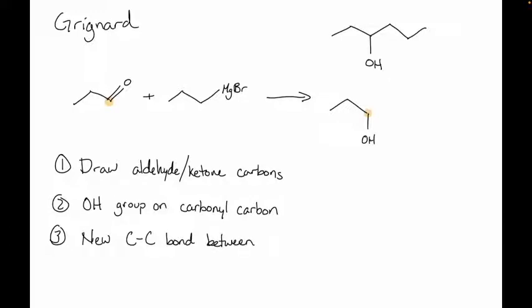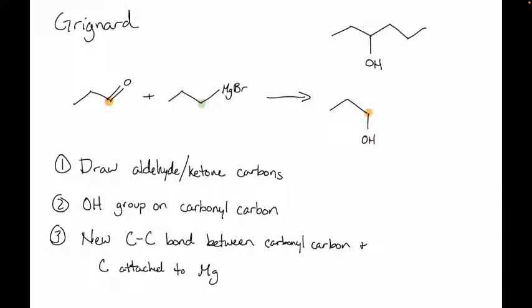And now there's going to be a new carbon-carbon bond between my carbonyl carbon, the one I highlighted in orange here, and the carbon attached to the magnesium. So my new bond is going to be between my carbonyl carbon and this carbon that was attached to the magnesium in my Grignard reagent. You need to make sure you link these together at the right place.